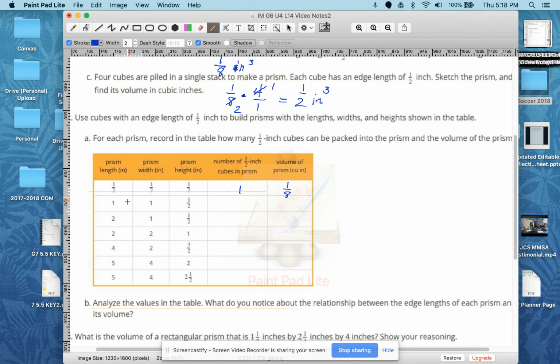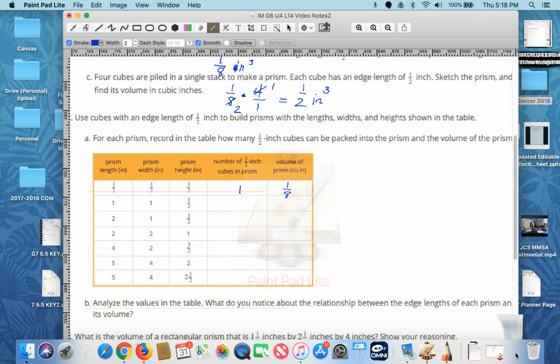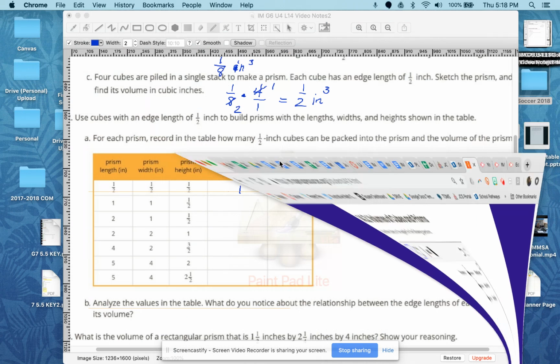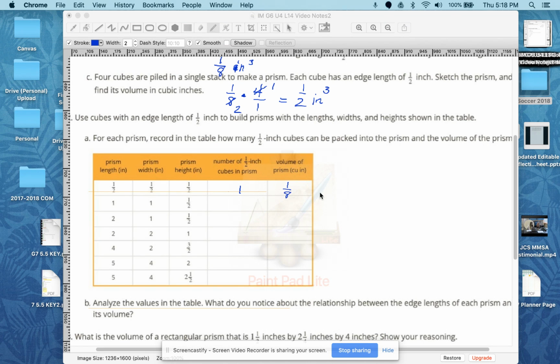The next row says, well, now we have a prism 1 inch in length, 1 inch in width, but still 1/2 inch high. So let's look at our applet and see what that might look like. So we need 2 blocks to go long and 2 blocks to go wide, but we only have 1/2 inch in height. So how many blocks will we need? And that is 4. So let's fill this in for 4.